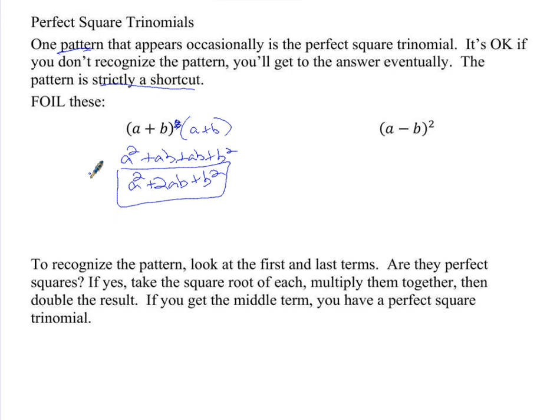For the second one, it's the same idea. It's just that we have a minus sign sitting there. So instead of writing the square, I'm going to write a minus b again, and then I'm going to FOIL this. A times a is a squared. A times negative b is negative ab. Negative b times a is negative ab. And then negative b times negative b is positive b squared. Combine like terms and you get a squared minus 2ab plus b squared.